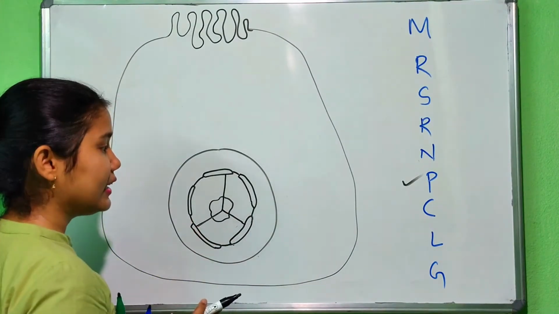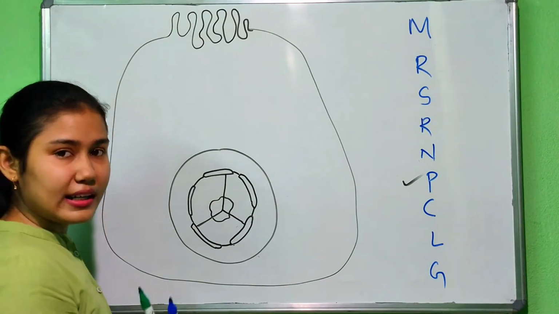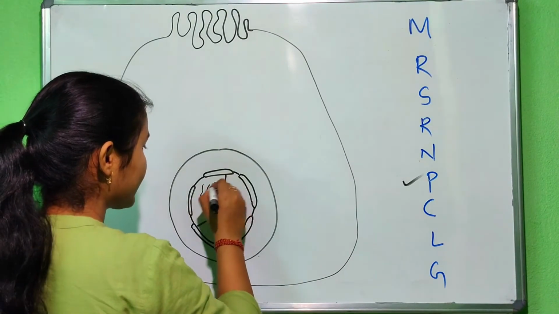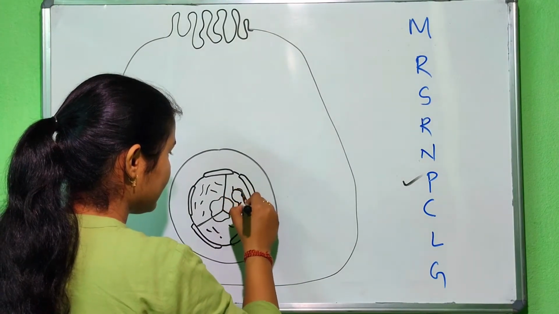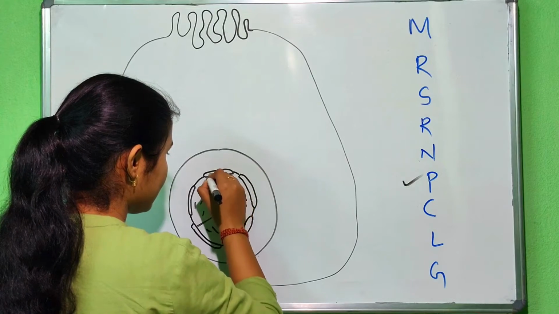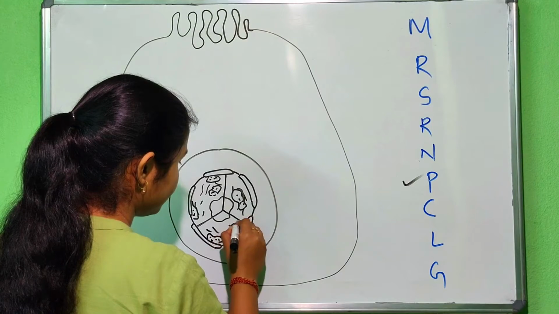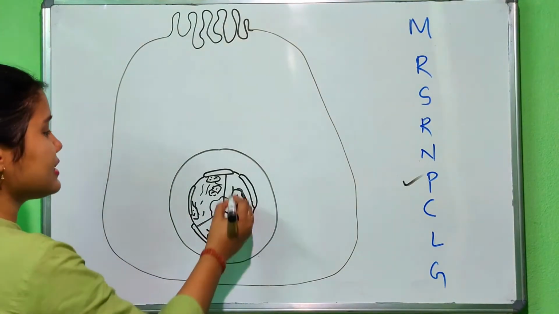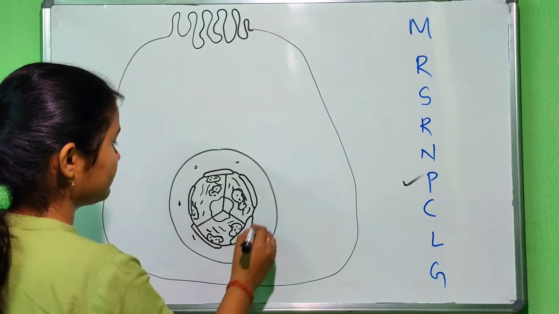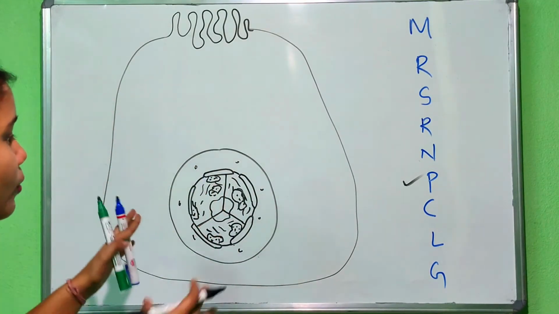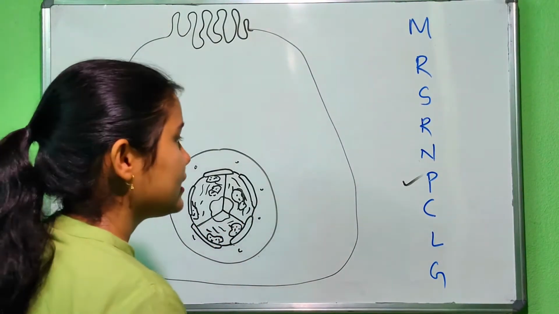So what are the chromatin networks? There are two types of chromatin found inside the nucleus, euchromatin and heterochromatin. We will draw both. So these are the euchromatin and these are the heterochromatin. Yes, euchromatin as well as heterochromatin. So the nucleus is complete. We have drawn an open three-dimensional structure of the nucleus.